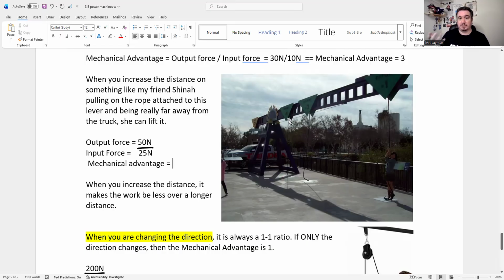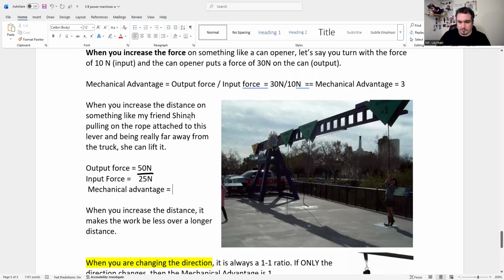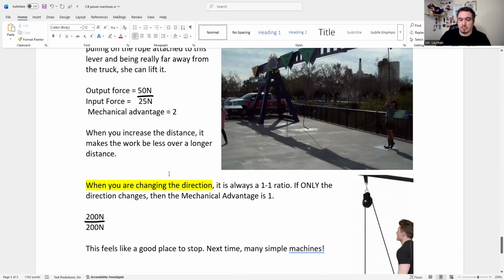This is sort of like, again, hitting it with the baseball bat. You want to hit it towards the end of that lever, not towards where your hands are. In this case, the output force is 50. The input force is 25 newtons. So mechanical advantage is 2.